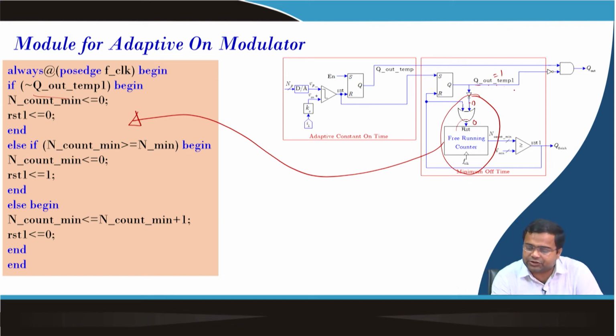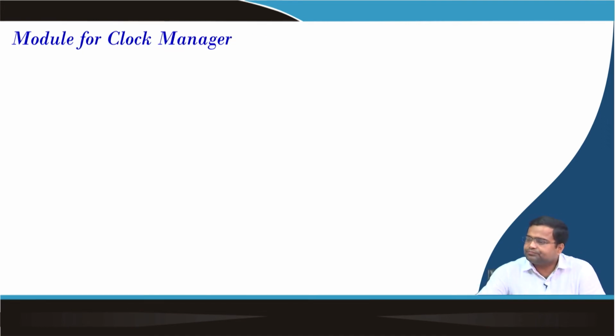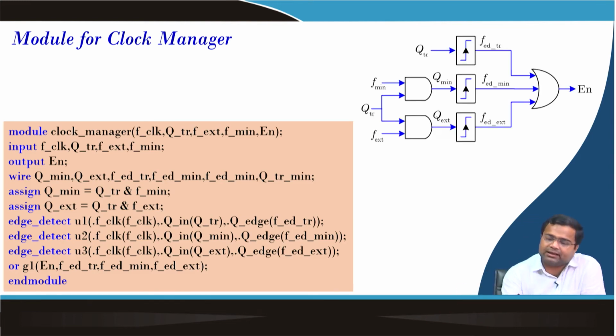But when this is 0, let us say this is 0, in that case this will be 1 and then reset will be activated, and as a result the circuit will be disabled completely. Okay. So this Q finish is coming when your minimum off time is over. The clock manager will simply take QTR.